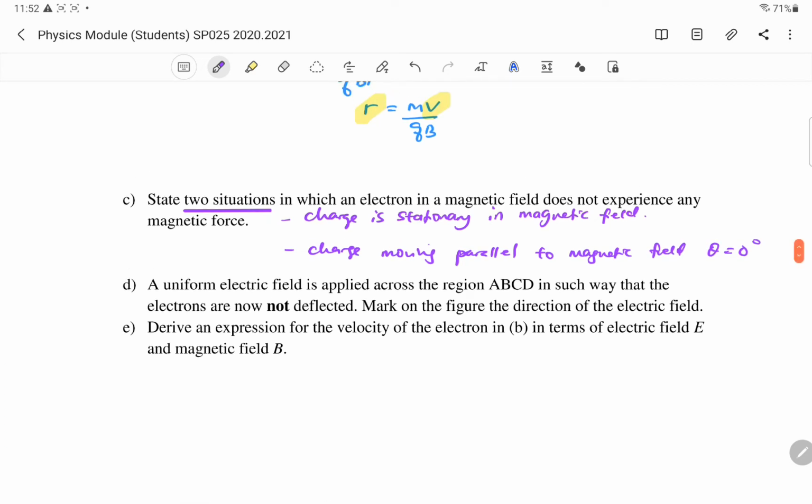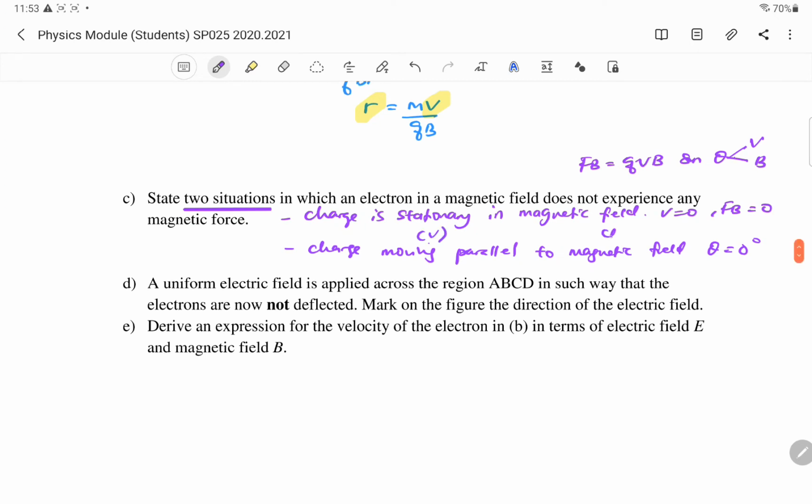Kan kita ada magnetic field dah sebenar. Okay, FB kan, FB is equal to QVB sin theta. So bila charge stationary V kosong, so FB pun akan 0. So bila sin 0, ingat theta ni is the angle between V and B. So bila V moving charge parallel dengan B, theta 0, so FB is also 0.